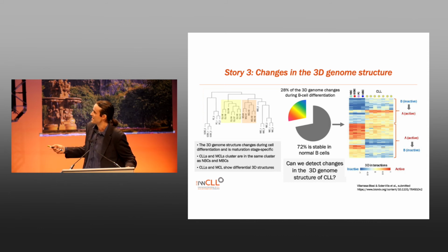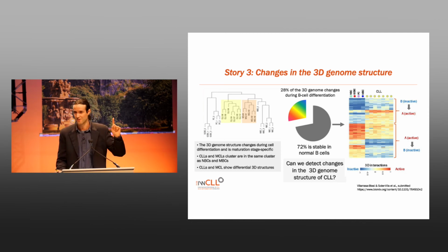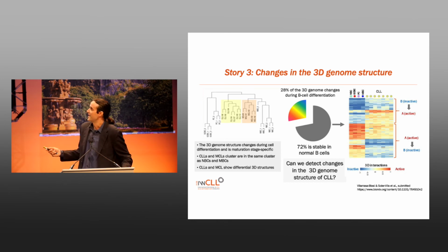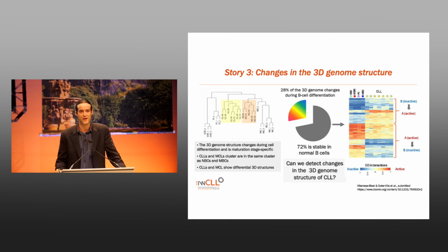Germinal center B cells, plasma cells, memory and naive B cells are very different. So the conclusion is that the 3-dimensional structure of the genome is very much modulated during normal B-cell differentiation. Actually, 30% of the regions change. CLL and MCL are different from each other, and they form distinct clusters. So there may be a CLL signature, or a 3-dimensional structure that is specific to CLL.